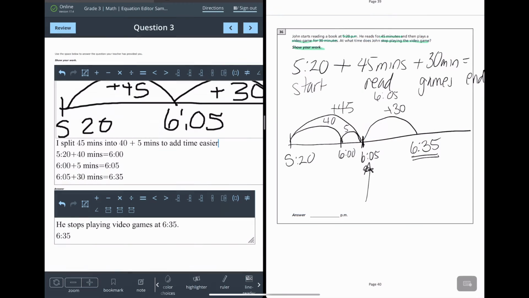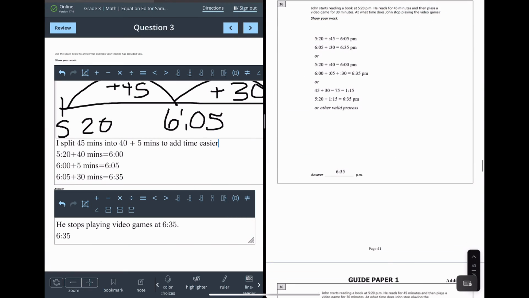So let's look at some math that other kids did. This is an answer that looks a lot like mine. Quick and easy, where we just added the time, and that was enough. And again, they put their answer here, 6:35. Here's another way where a kid added the 40 minutes first, and then the 5 and the 30. That was fine. Here's a kid who added all the minutes, 45 minutes plus 30 is 75, and got an hour 15, and then put the start time plus an hour 15 to get it. That's a great strategy. Any of those could work.